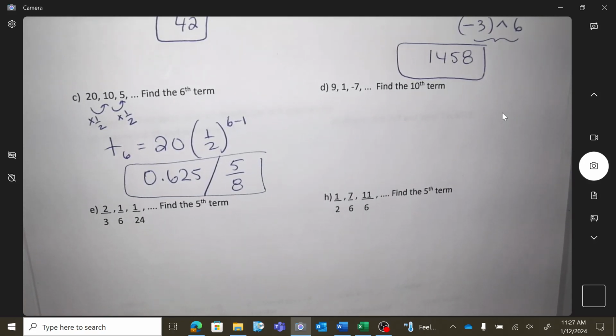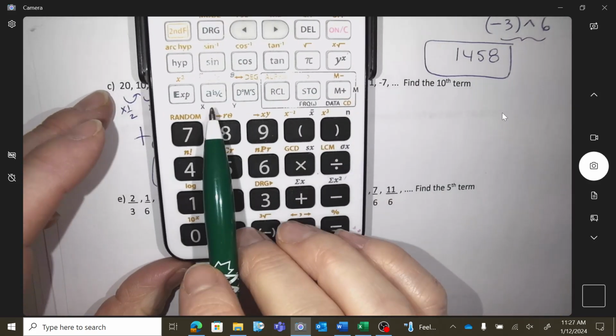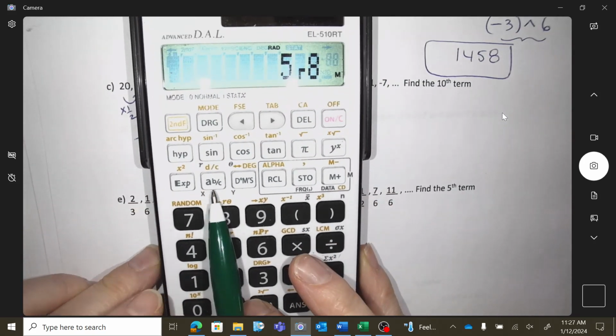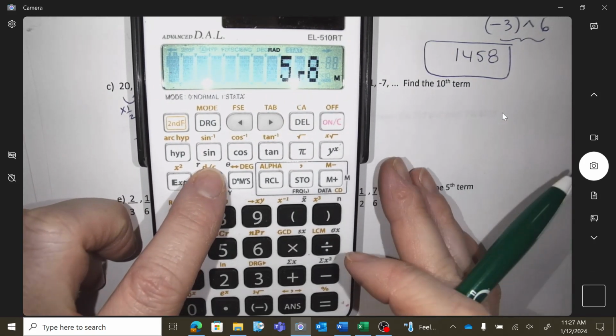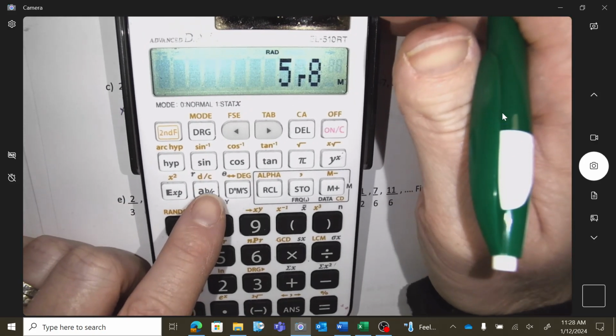Okay, accepting both of those answers. The one was a decimal and the one was a fraction. So some of you have been talking about that button on your calculator that can change from fractions to decimals. That button.